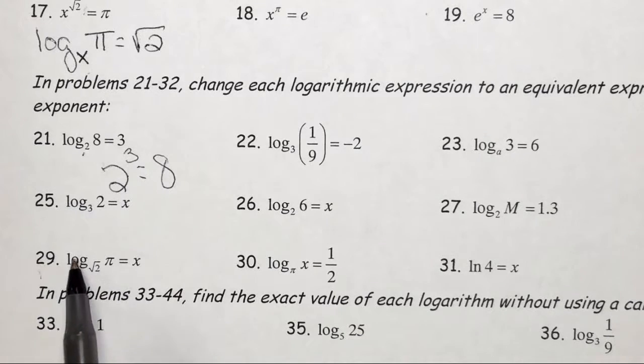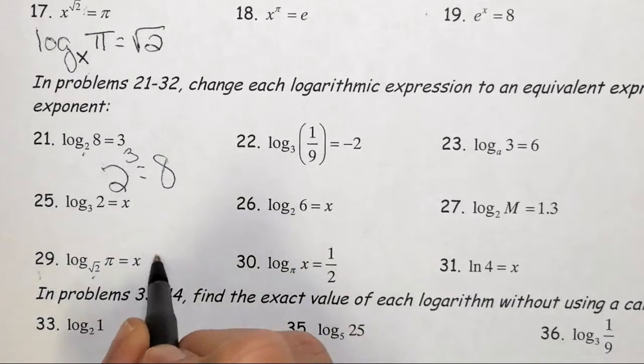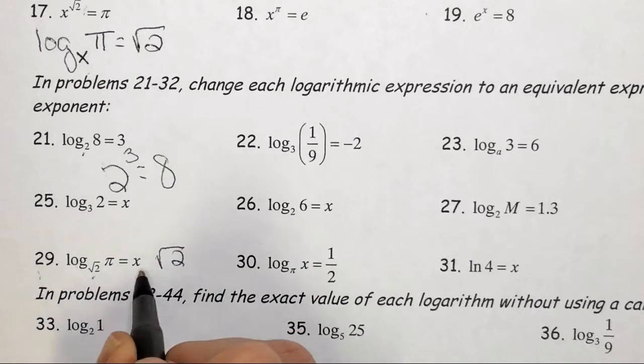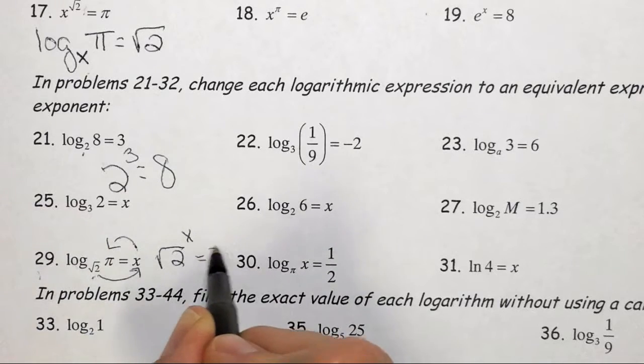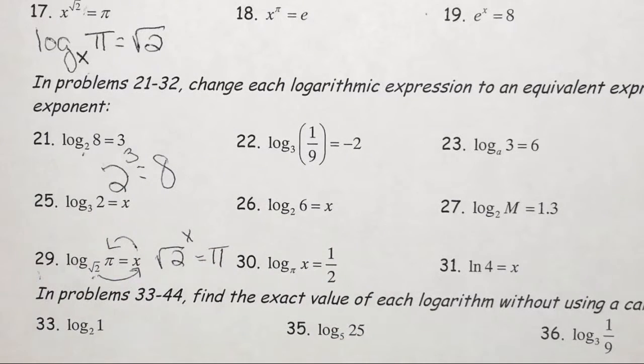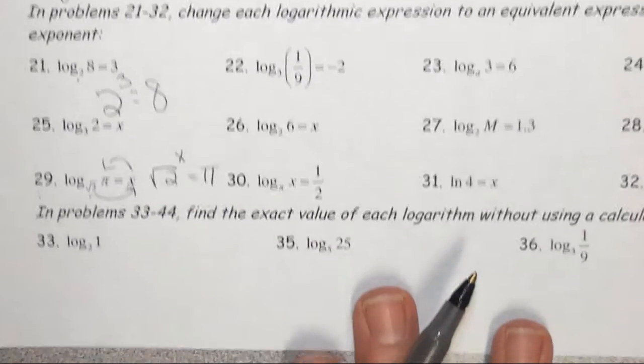29. It says log, so what's my base? Square root of 2, log roll it, raised to the what? Equals pi. That's it. Pretty easy, yes? You see why people are finishing it in class today, yeah? Yeah. Okay, so let's go look at the next section.